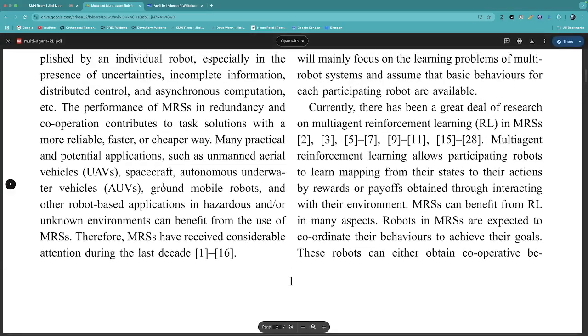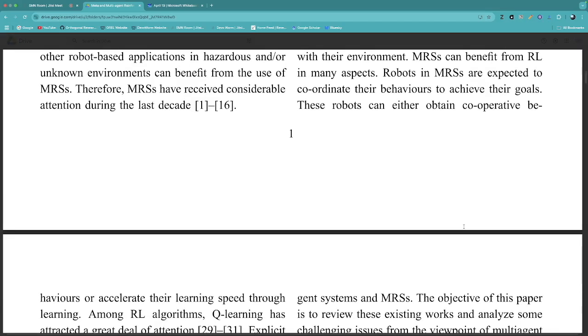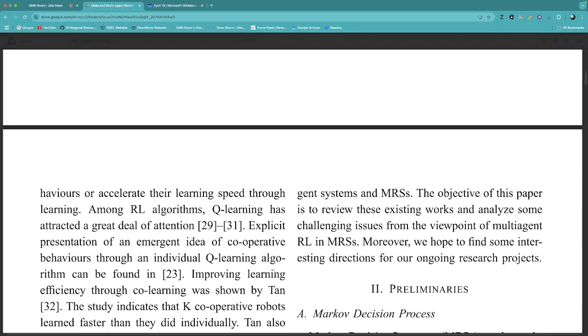So the relevance to that here is that there's this emphasis on multi-agent reinforcement learning in this field. Multi-agent reinforcement learning allows participating robots to learn mapping from their states to their actions by rewards or payoffs obtained through interacting with their environment. And so multi-robot systems can benefit from reinforcement learning in many aspects. Robots are expected to coordinate their behaviors to achieve their goals. The robots can either obtain cooperative behaviors or accelerate their learning speed through learning.